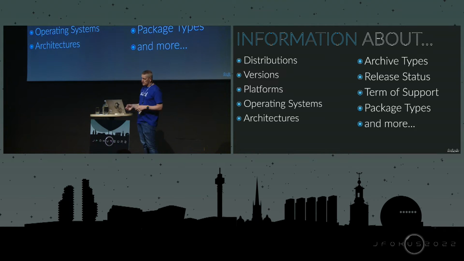Then we have information about the version, the platform, operating system, architectures, archive types, release status, and so on. Then term of support, which means long-term stable, short-term stable; some have even mid-term stable. Then we have package types, and there's much more information, like TCK tested or not. And now with AdoptOpenJDK, we have Aquavit tests. This is also something, so it's really a lot of information.